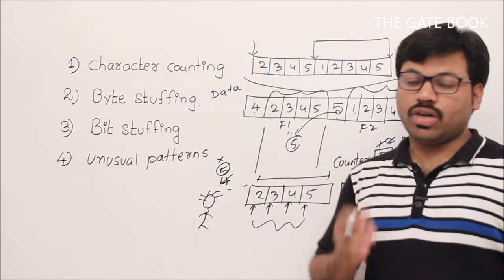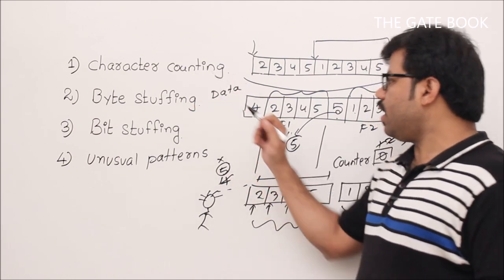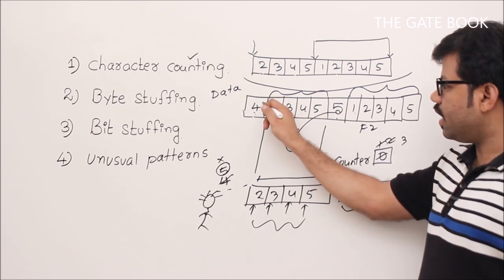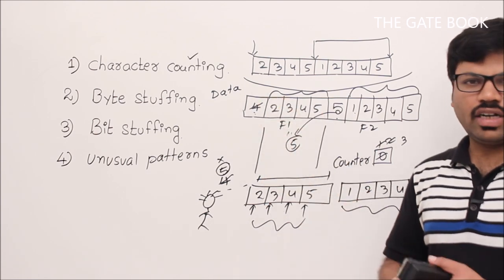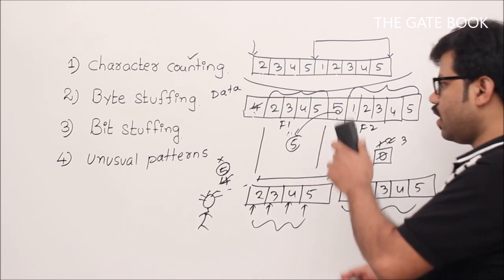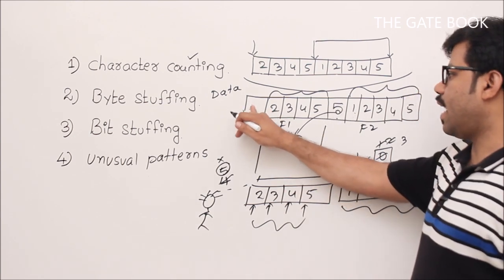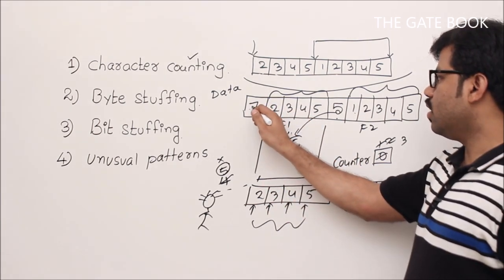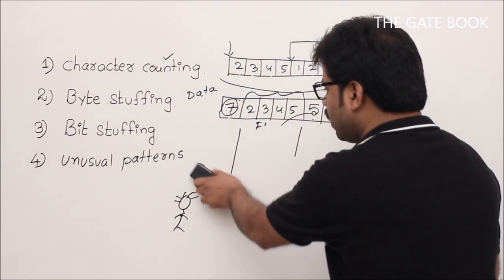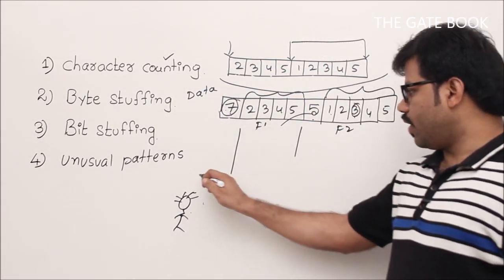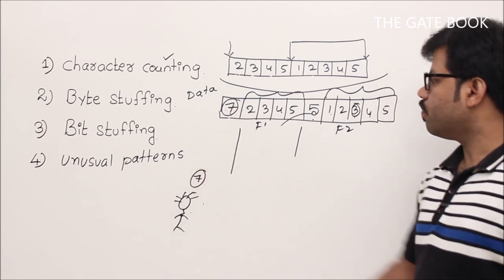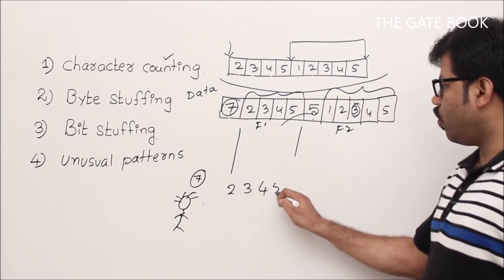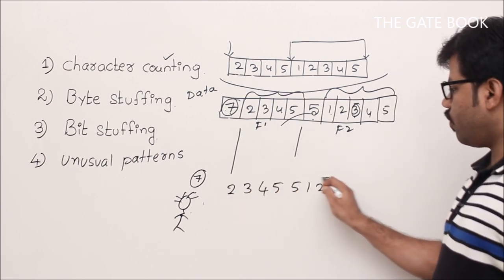That is one way. But the problem with this framing, especially character counting, is: what if this first character itself is corrupted? Yes, we know that the line has errors. Because of the errors, what if this character gets corrupted? That means one of the bits in it changes, and because of that 4 becomes 7. Then what happens? The receiver is going to receive in this way, because its first character is 7. So he will wait for 7 characters first. He is going to form 2 3 4 5 5 1 2 as one frame.